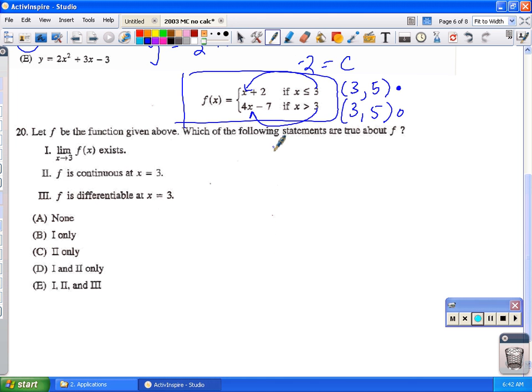Now the other thing that you can do, certainly to be pretty safe here, is just simply graph this. So we know that we have the points 1, 2, 3, 1, 2, 3, 4, 5.